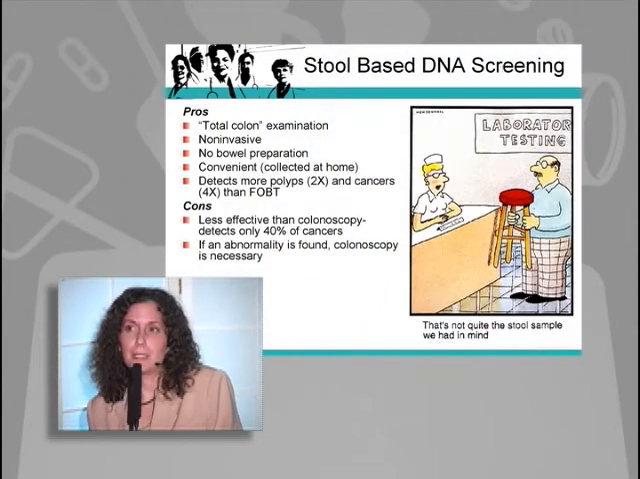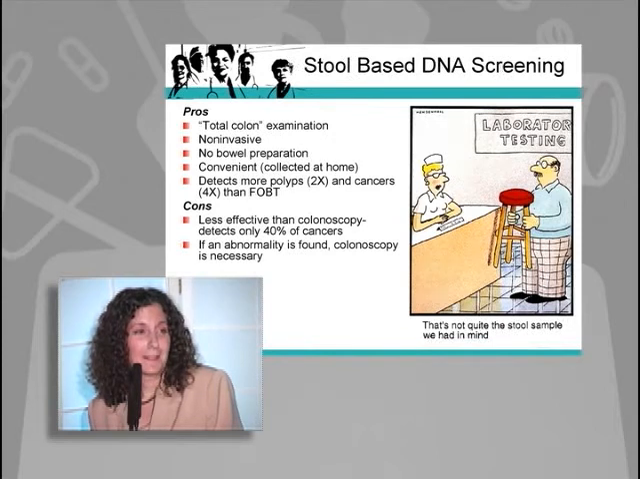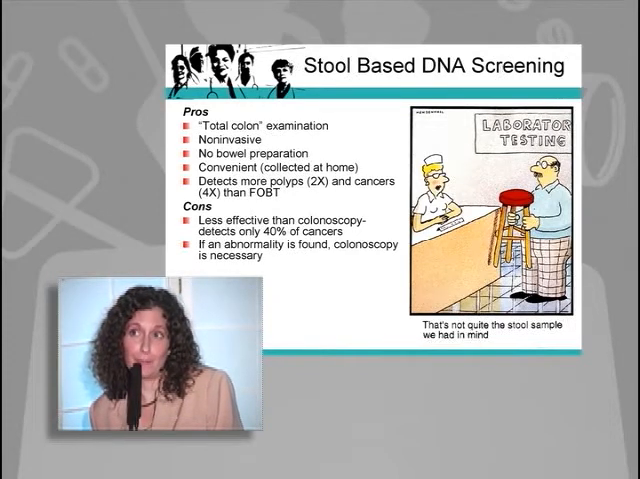Then we have the stool-based DNA screening, which is very similar to the fecal occult blood testing. Essentially, it allows you to screen the entire colon. It's not invasive. It's a test that's performed at home, so it's very convenient. It will pick up more polyps and more cancers than the fecal occult blood test, but again, it'll miss a lot of cancers, or you'll only detect about 40% of the cancers. So you do need a colonoscopy when this test is positive as well.